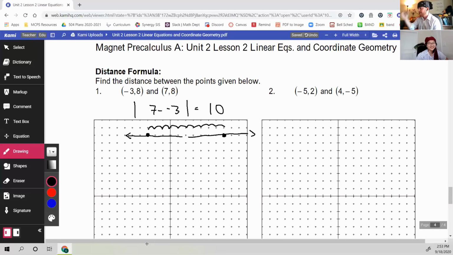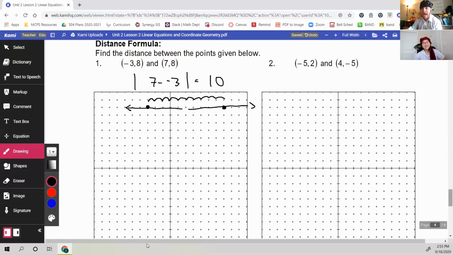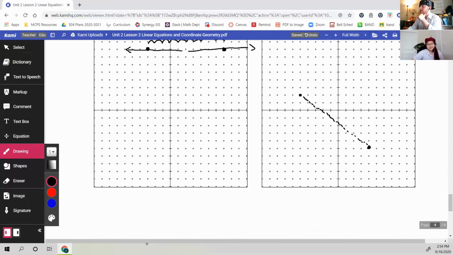It's reasonable. All right, so we can use absolute value to find the distance between points that have the same y value or the same x value. But what if they are skewed? Negative 5, 2, 4, negative 5. I cannot just count my way across because the distance between each of these is much larger than 1. How can I get to the distance between these 2 points?